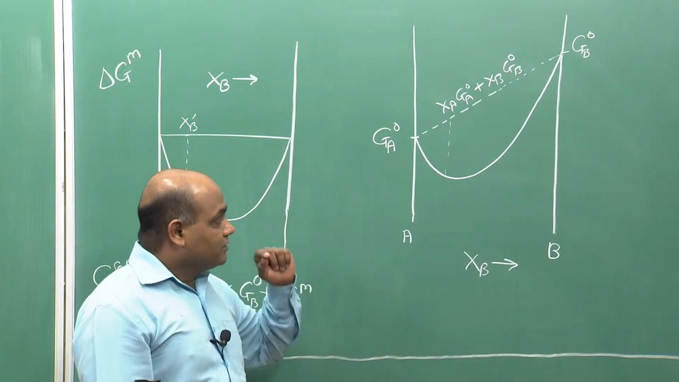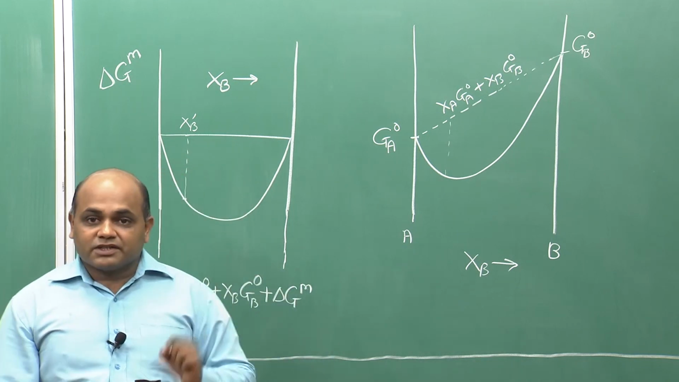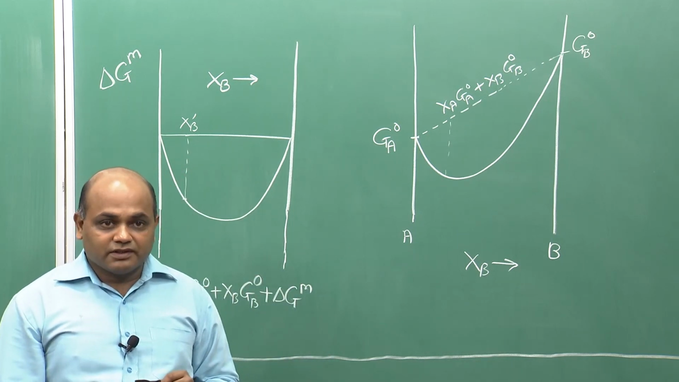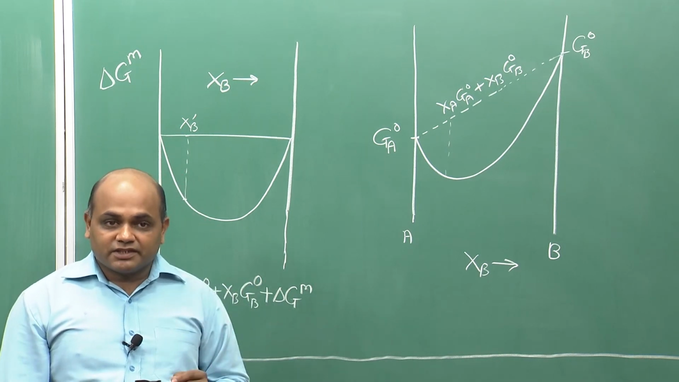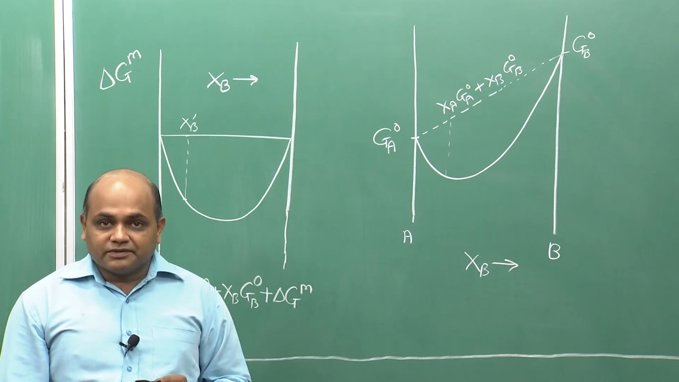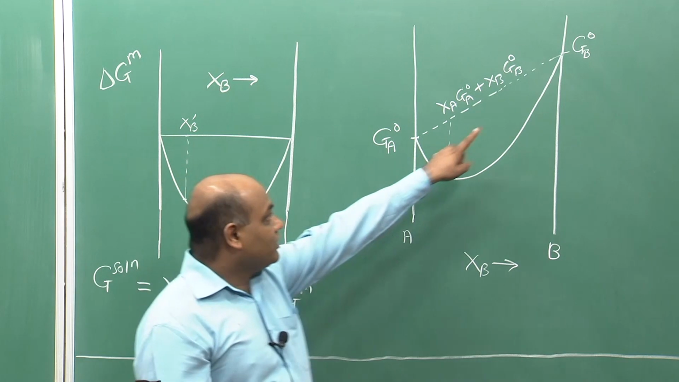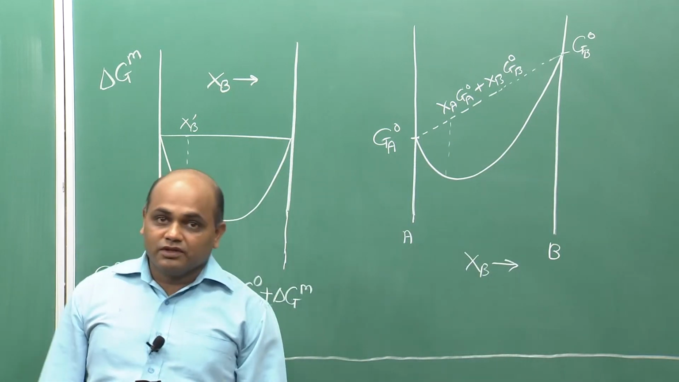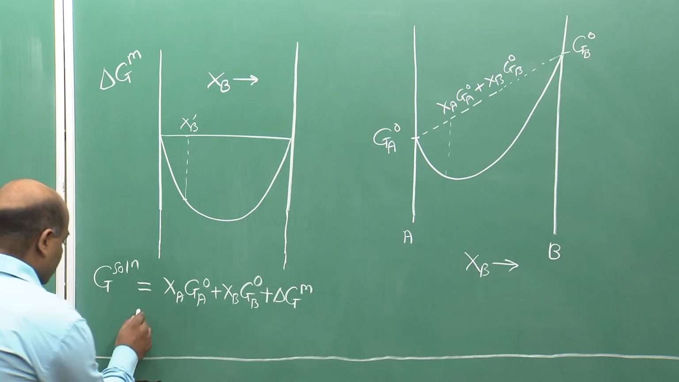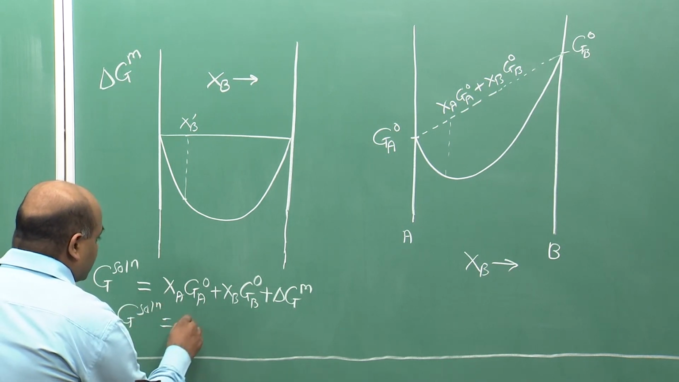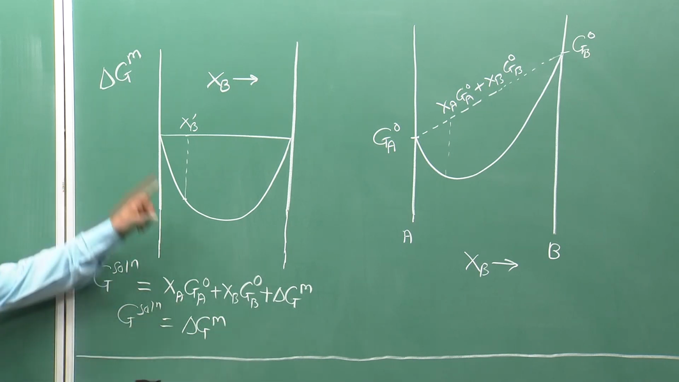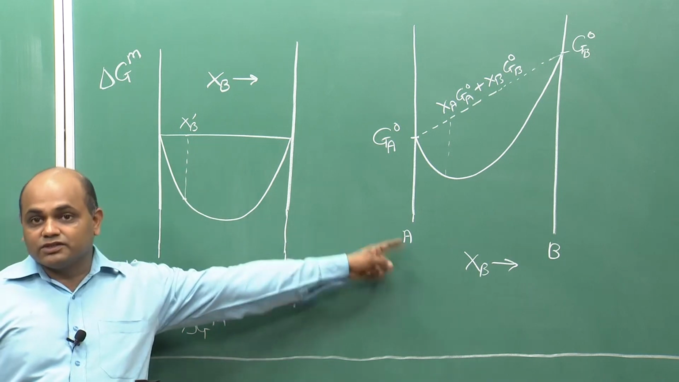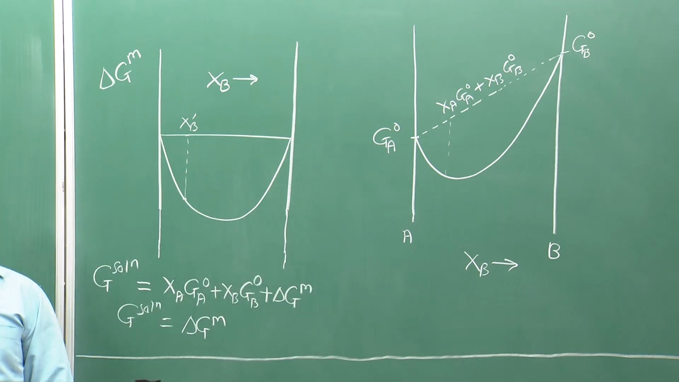So, by convention, we assign a value of 0 to some standard state of each component, and usually the standard state is taken as the pure element in its stable state at the temperature being considered, right. So, in this case, Ga0 and Gb0 we assign a value of 0, and if we do that, then G solution becomes equal to delta Gm. So, whether we draw delta Gm curves or G solution curves, they give us the same information. Okay.